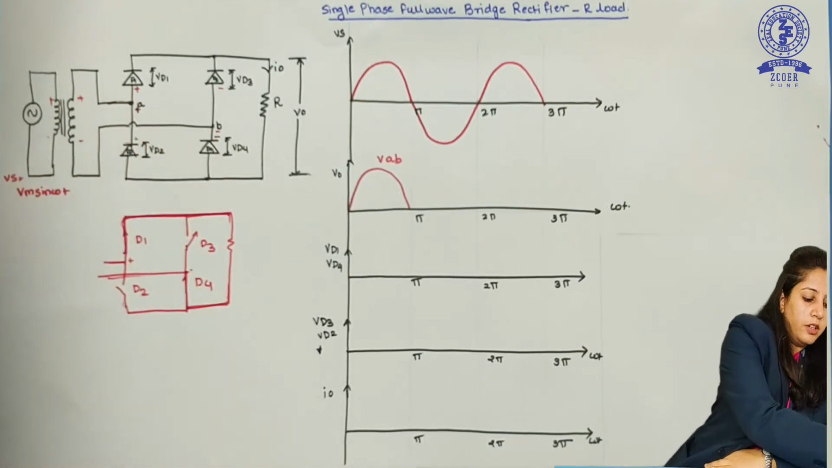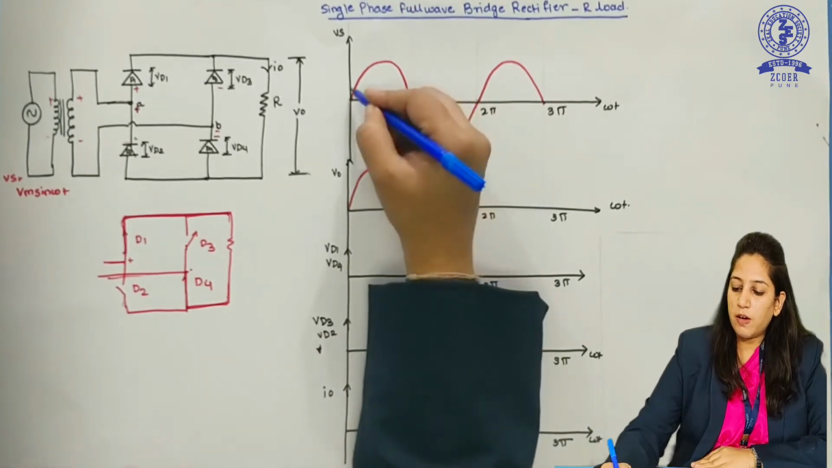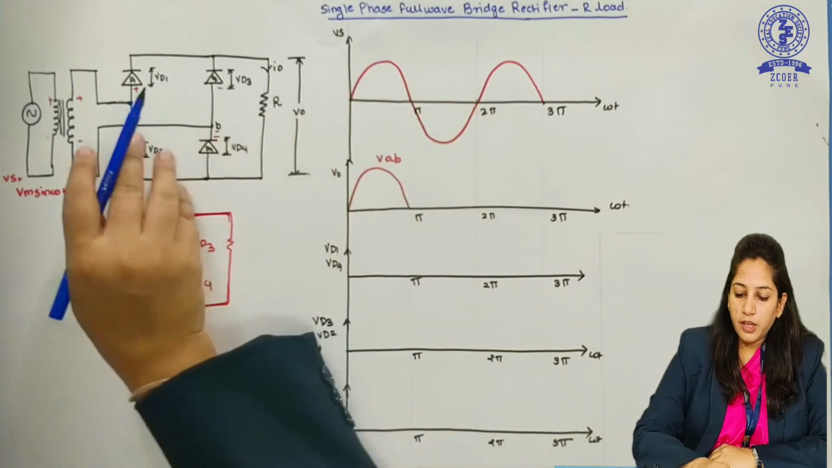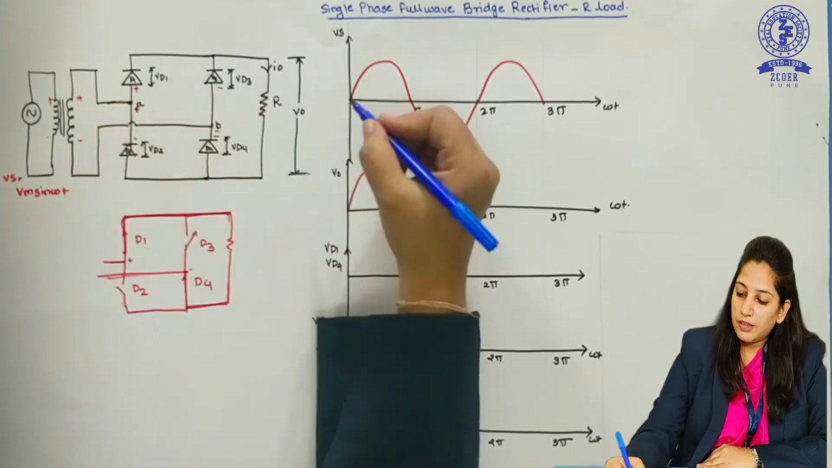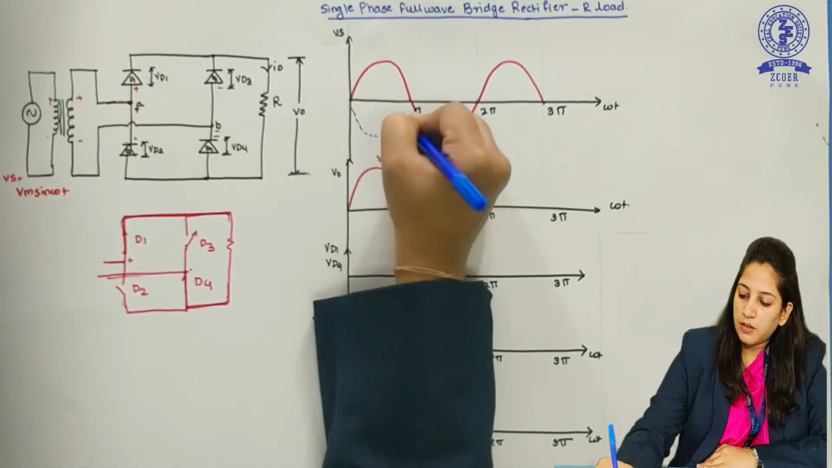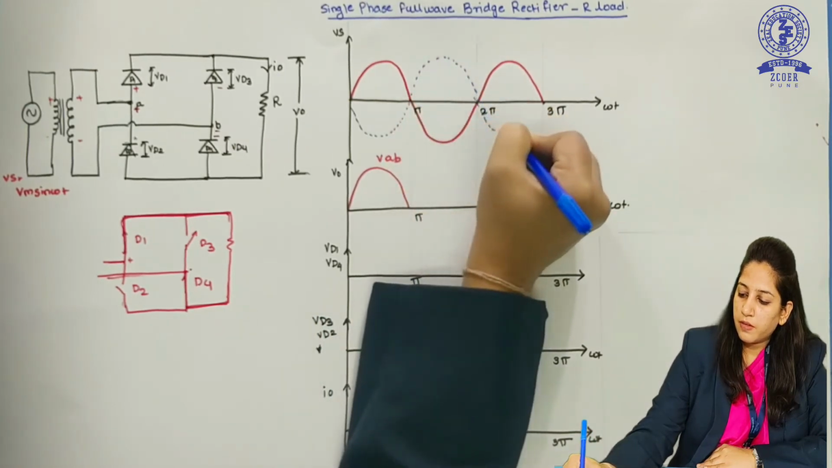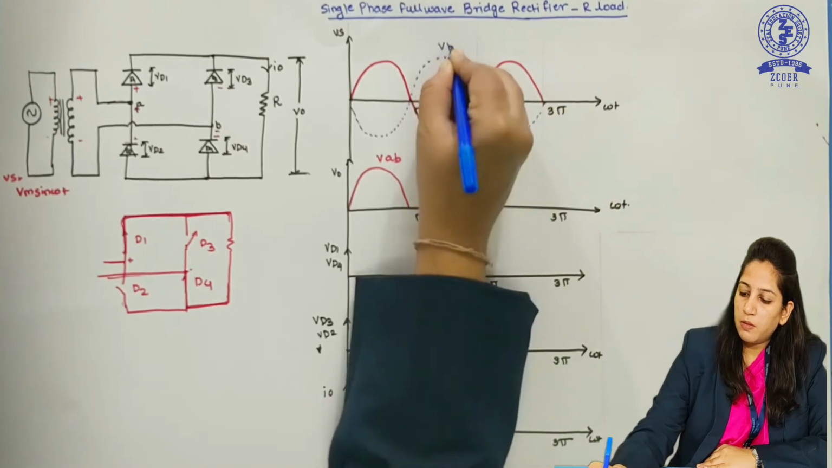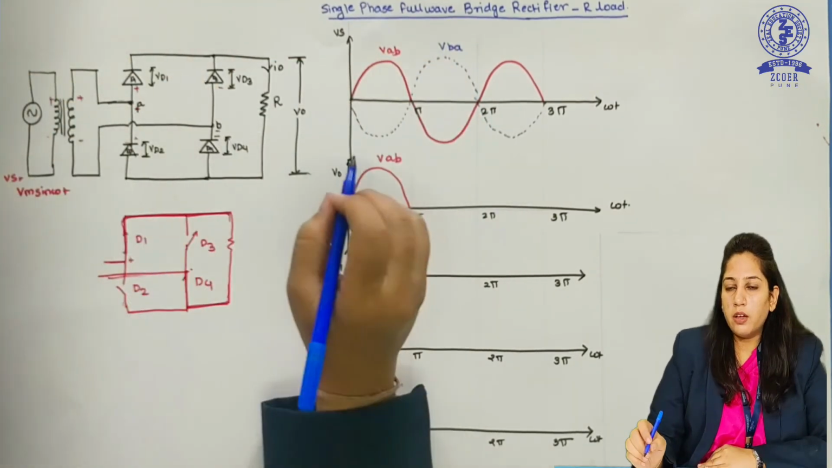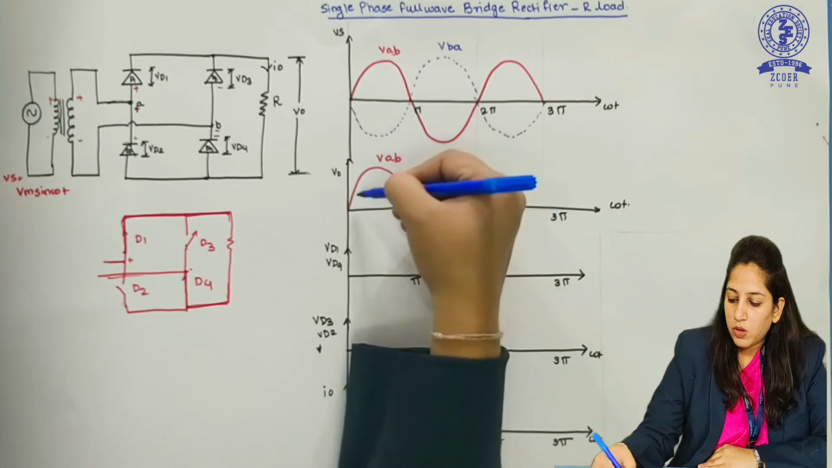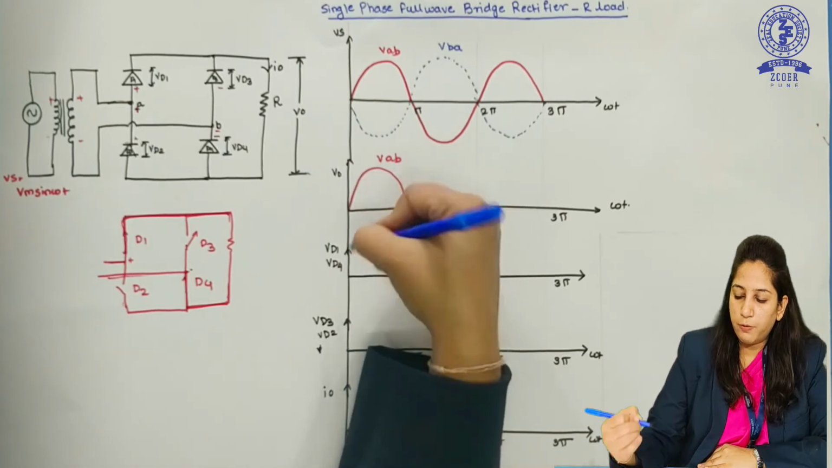Similarly, now I will show the negative half cycle. As I have told, when there is a positive half cycle, at that time my VAB is more positive, but VBA is more negative. If I draw only VBA, the wave will be shown in this way. So this is VBA and this is VAB. At that time it was negative, and so my D3 and D2 were not conducting, and only D1 and D4 were conducting.